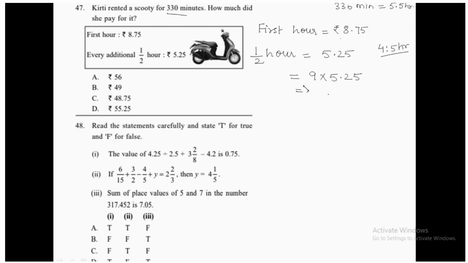After multiplying these two numbers, we are getting: 9 5s are 45, carry 4, 9 2s are 18 plus 4 is 22. We will write 2 over there and carry 2. Now 9 5s are 45 plus 2 is 47. So we are getting 47 rupees and 25 paise she needs to pay for the 4.5 hours. For the first hour she has to pay that much, and for the remaining hours she has to pay that much. So the total amount she paid is 47 rupees 25 paise and 8 rupees and 75 paise. When we add these two numbers, we are getting 5 plus 5 is 0.